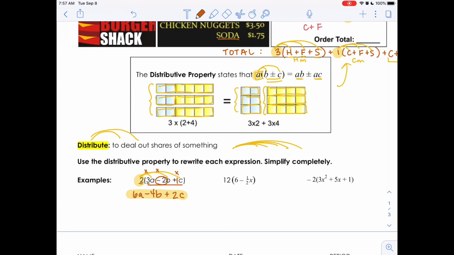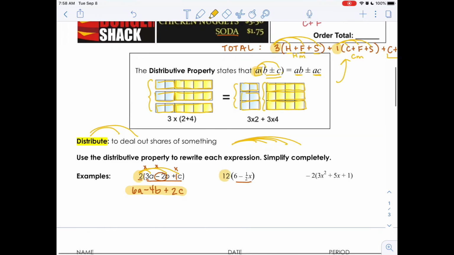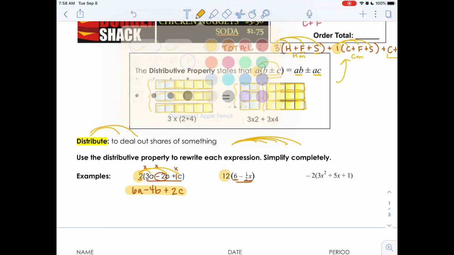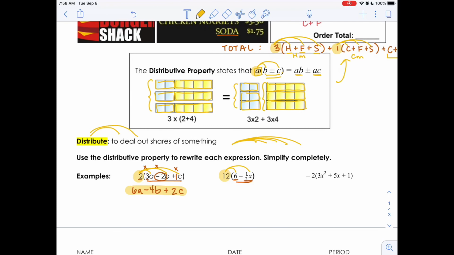So once again, you always want to check on the inside. Can I simplify the inside? Well, no, I've got a plain 6 minus 1/2 x. I don't have like terms. So to simplify this expression, I do notice that I have a number out here. I have 12 of these things. So that means I have 12 of these and 12 of these. So I'm going to use the distributive property. I'm going to pass out that 12 to everything inside the parentheses. What that means is I'm multiplying. So I have 12 times 6. Notice that 6 has no variable, so we're just straight multiplying. 12 times 6 is 72.